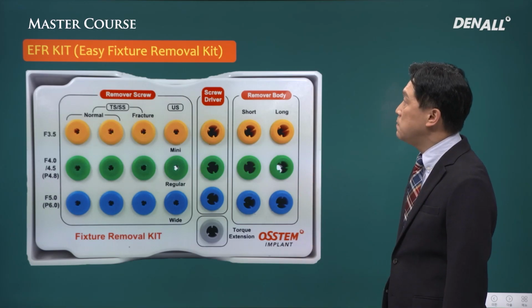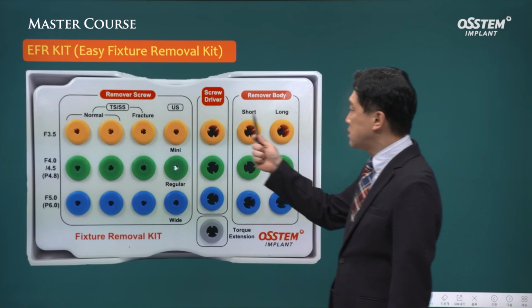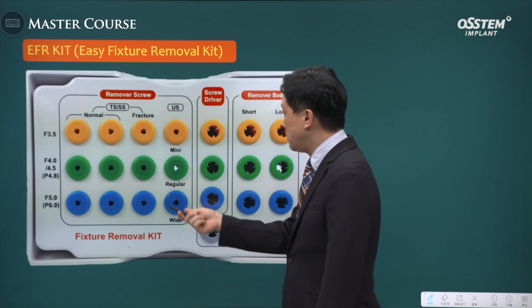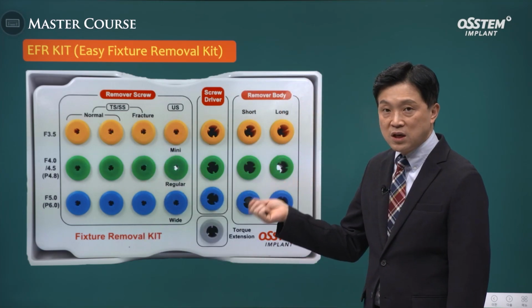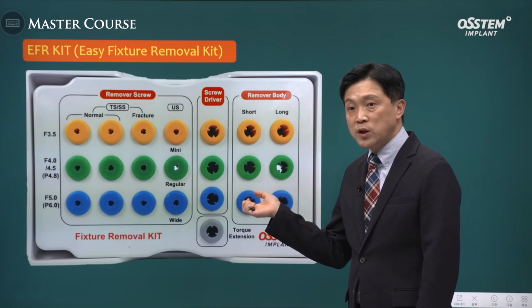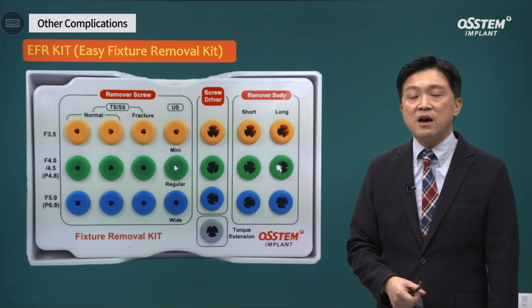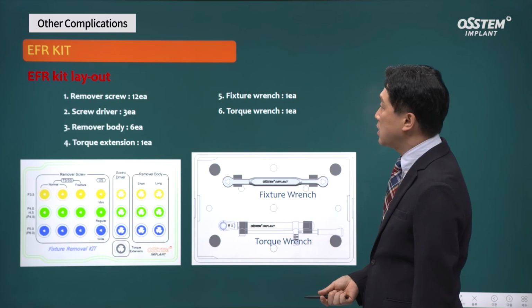From Osstem, there is the EFR kit, the Easy Implant Removal Kit. External hex, tissue level, and internal submerged type implants can all be removed. If you use this, then you can reduce the level of bone loss and do implant removal in a very clean way. Also, you can place an implant at the same time.